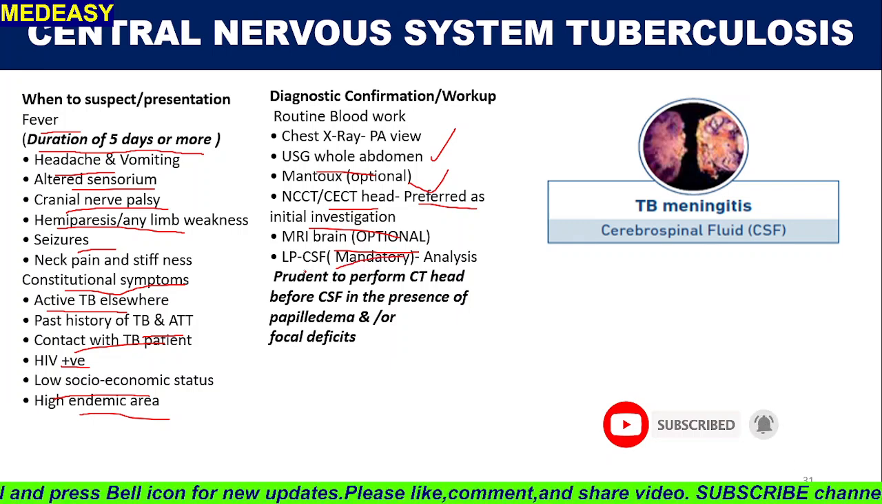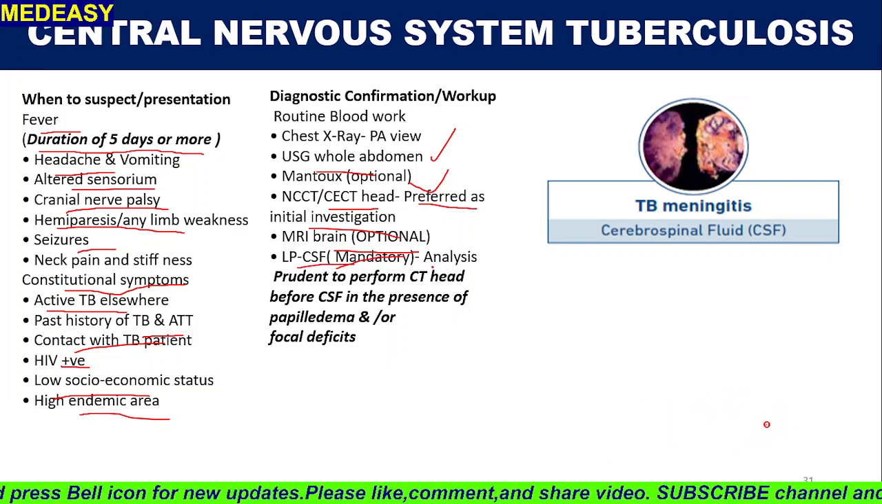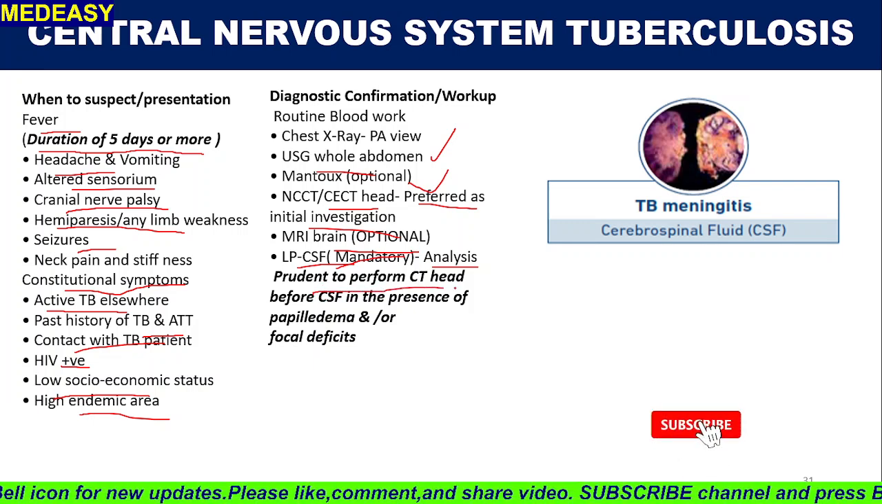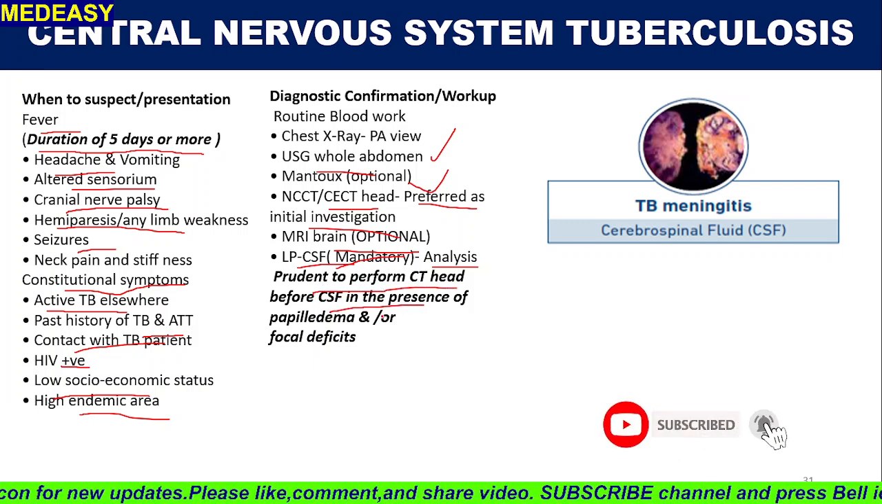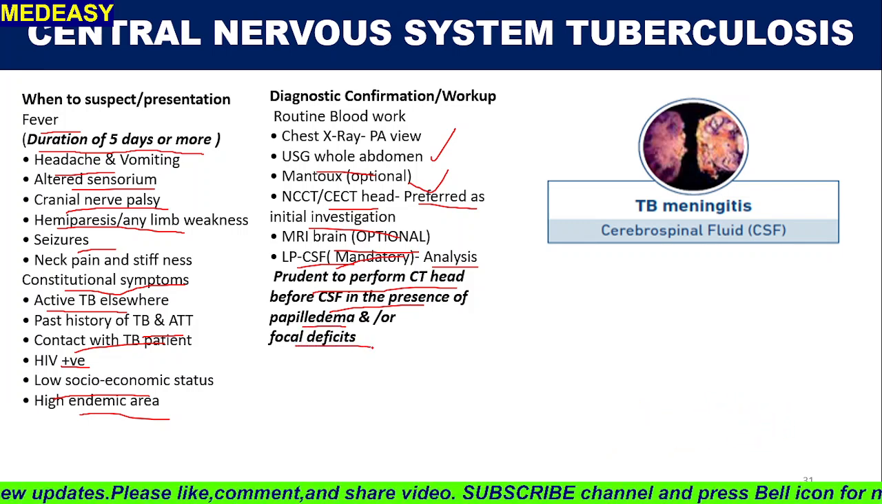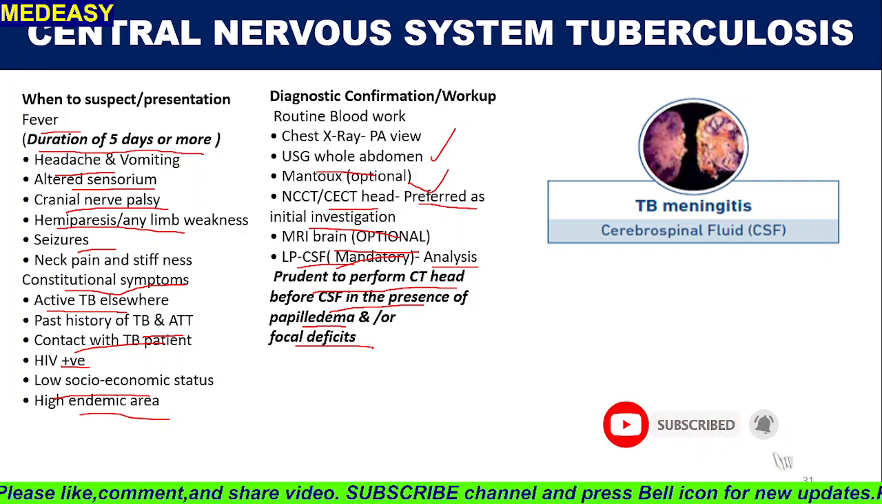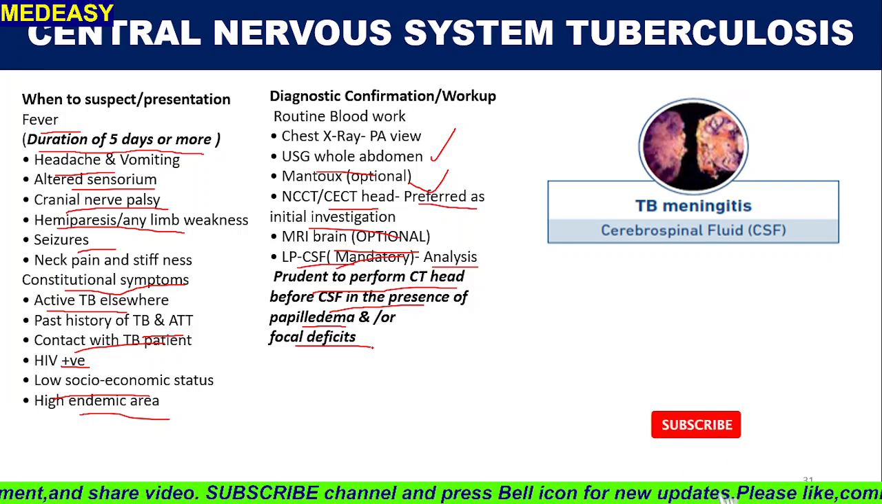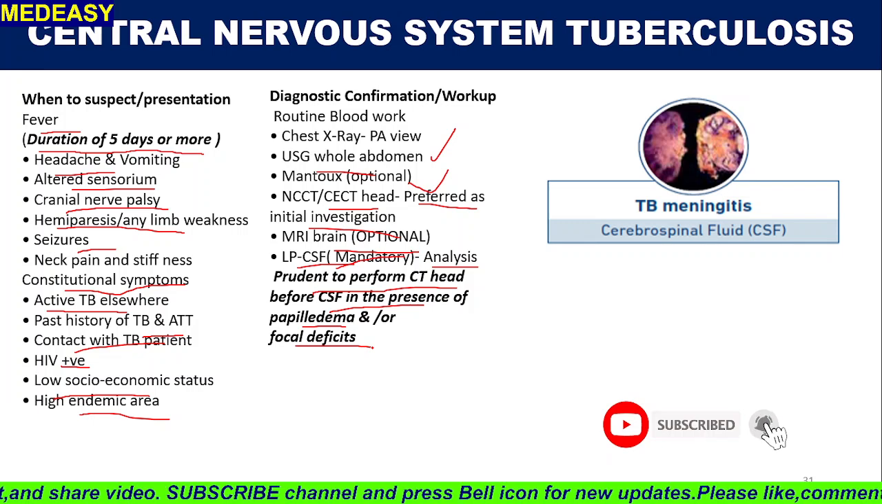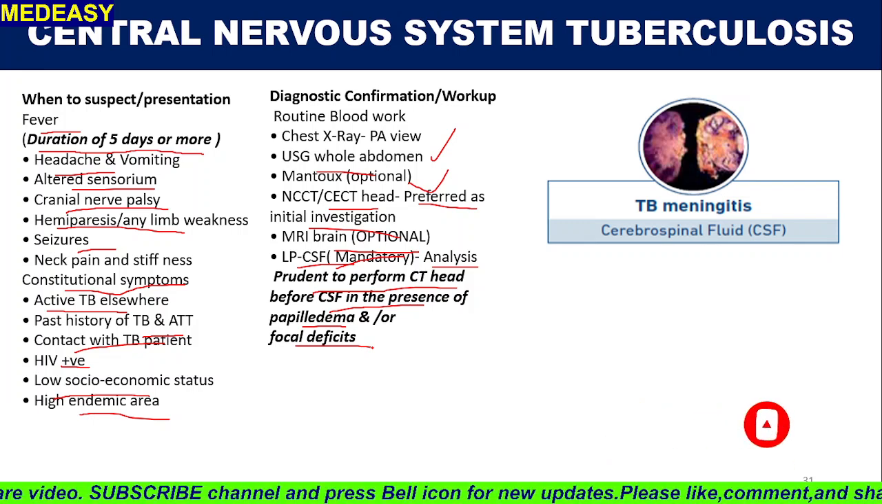You have to do a diagnostic lumbar puncture and analysis of the CSF fluid, but it's better to perform a CT scan before CSF in the presence of papilledema or focal deficit, because we know that if there is raised intracranial tension, doing LP in such a patient can be serious and can lead to brain herniation, and that can cause cardiovascular collapse and also serious consequences. So better to do a CT scan and then you can do LP CSF.